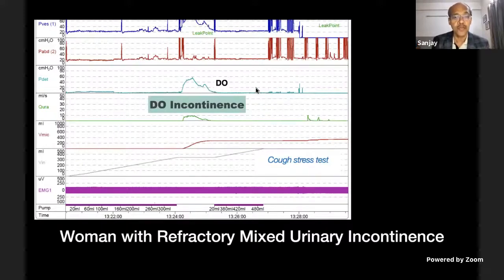So if there is a woman who has this kind of a pattern, and you find high pressure detrusor overactivity incontinence, you can see very large volumes of incontinence. And if the symptoms match up, it seems to be primarily a mixed incontinence with the urgency component dominating, you might consider actually botulinum rather than stress incontinence surgery, because botulinum is simple and can be reversed very easily, unlike a stress incontinence surgery.